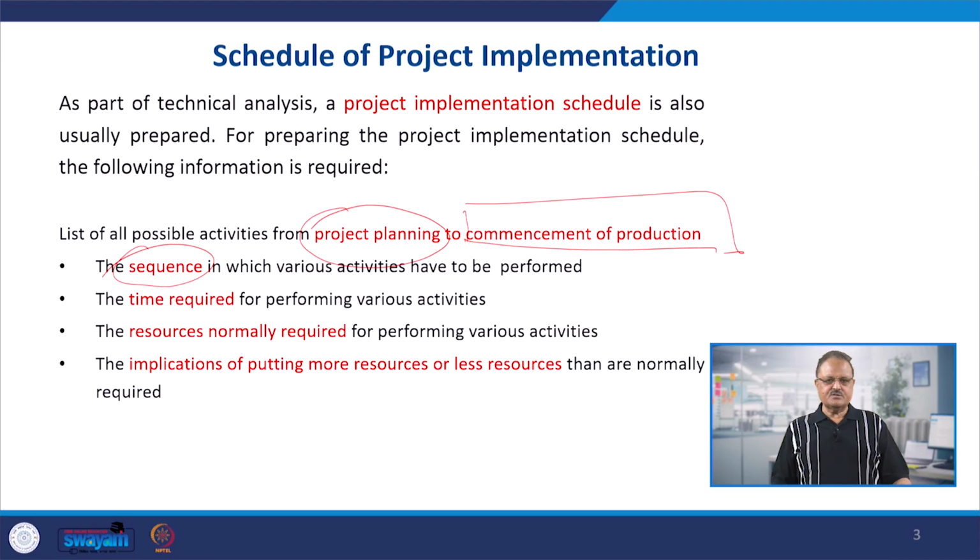And the next thing is the implications of putting more resources or fewer resources than are normally required. So how many resources do we normally require, and how many are we putting in? We all understand that if you are not giving a sufficient supply of resources, certainly the production will not be up to the mark, and whatever production is coming out will not be of the desired quality, and taking it to the market will be a challenge. So we have to have the optimum level of resources available with us, neither more than the requirements nor less than the requirements.